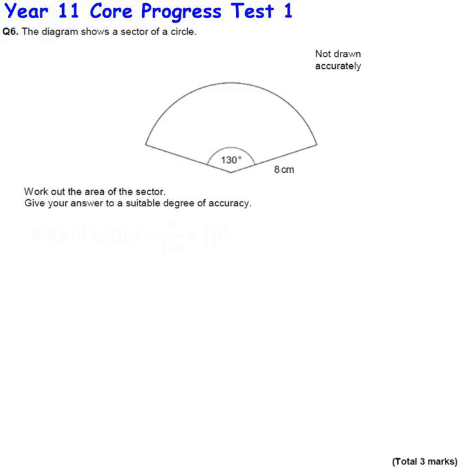The formula to find the area of a sector is theta over 360 times pi r squared, where pi r squared is the area of a circle and theta is the angle, which in this case is 130 degrees. So the first thing we're going to do is substitute these values into the formula.